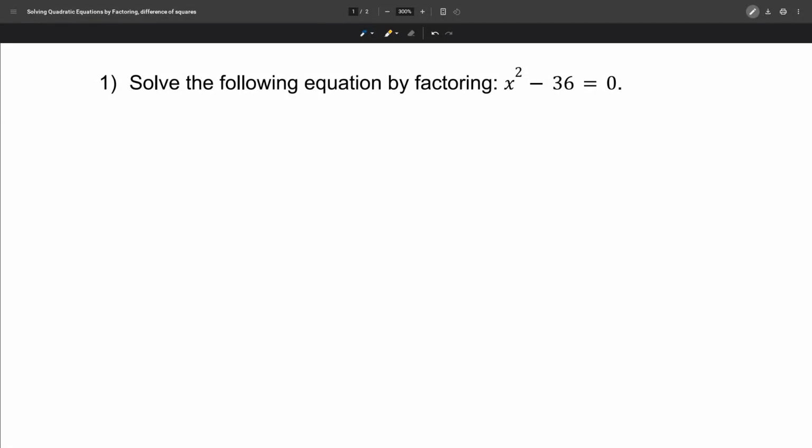In this video we are going to continue with solving equations by factoring. This time we're dealing with difference of squares problems. So the first thing we need to check is that one side of the equation is equal to 0. So in this particular case we have that condition.